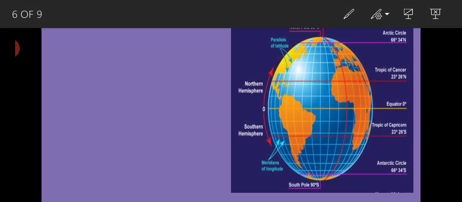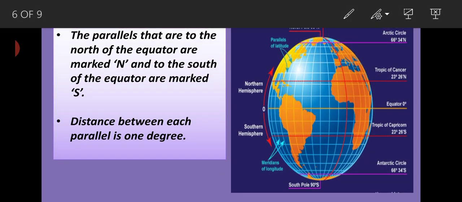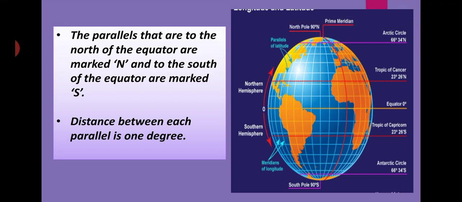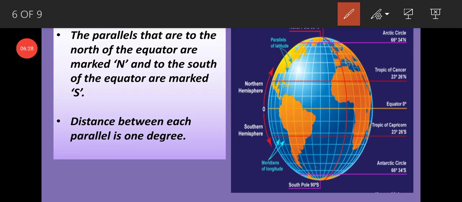Next, the parallels that are to the north of the equator are marked N and those to the south of the equator are marked S. When you see here, the parallels to the north of the equator are marked as N and to the south of the equator are marked as S. The distance between each parallel is 1 degree.